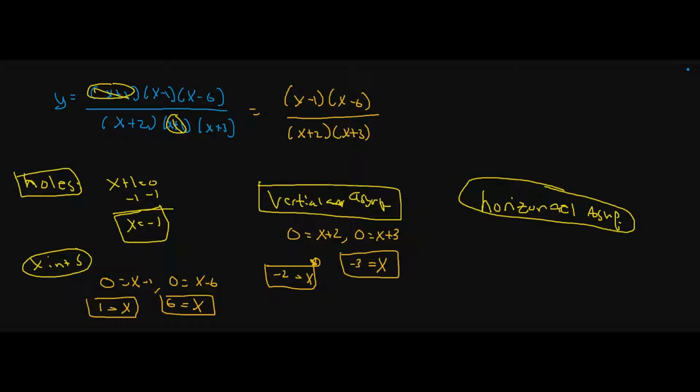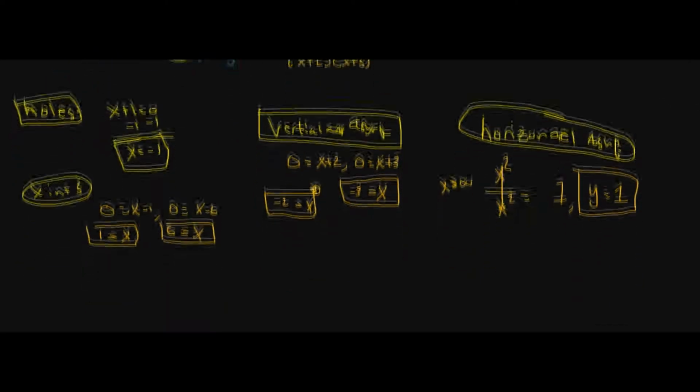You can see I'm doing these rather quickly now. I found my holes and x-intercepts. Now to find my horizontal asymptote, I'm just going to focus on the degree. On the top, we get x squared, and on the bottom, we get x squared. As x approaches infinity or negative infinity, these are the same variables top and bottom. They're going to cancel and you're going to get 1. So my horizontal asymptote is y equals 1. Cool. That's a quick example, and it was already in factored form.